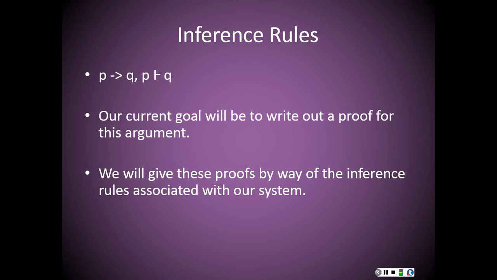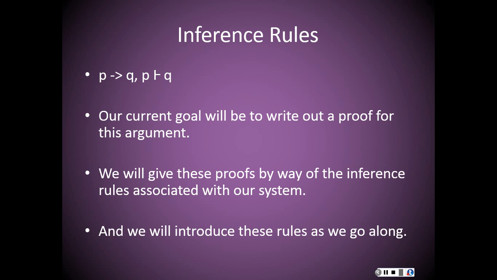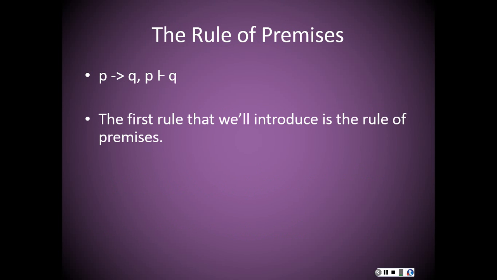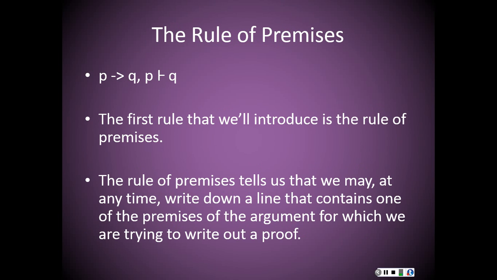And we will give these proofs by way of the inference rules associated with our system. And we're going to introduce these rules as we go along. We're going to gradually add to our stock of inference rules until we're able to represent all of the arguments that we want to represent in our system. Okay, we're going to start out with our first rule, which I'm going to call the rule of premises. The rule of premises tells us that we may at any time write down a line that contains one of the premises of the argument for which we are trying to write out a proof.